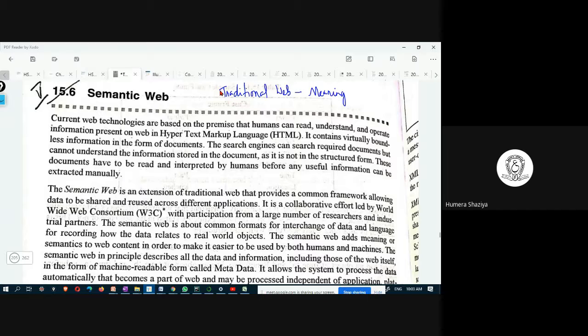With the advent of a semantic web, which is an extension to traditional web, meaning or semantics have been added to the web.